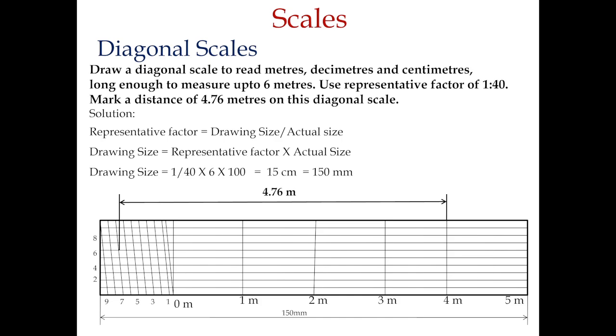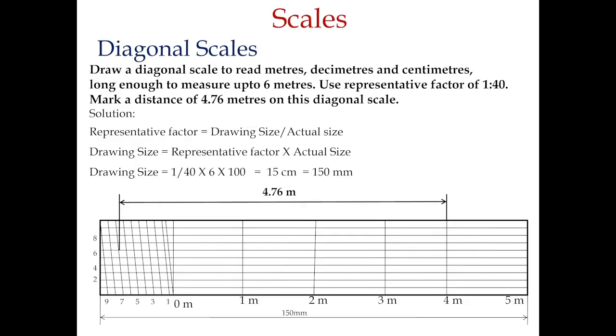Hi everyone. Today in class we are going to discuss diagonal scales. In the previous class we discussed plane scales, right? A plane scale can only mark 0.1 and has 0.1 accuracy, whereas the diagonal scale has 0.001 accuracy. So that is the difference between the plane scale and the diagonal scale representations.